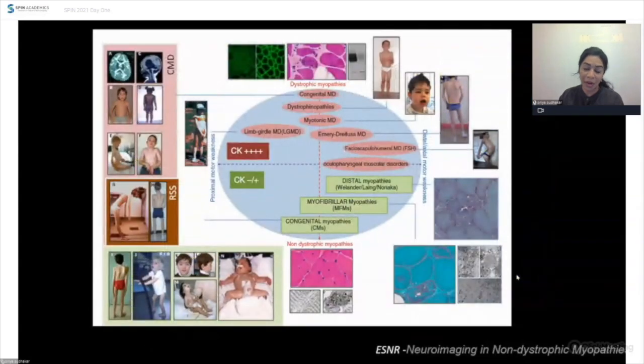So where does MRI fit in? As we know now, there are more than 1,000 hereditary myopathies. Although there is a distinction between dystrophic and non-dystrophic myopathies with CK and the way they progress, most often the clinical overlap is quite high. And as we know, genotyping gives us a lot of variance. So muscle MRI definitely plays a role in further narrowing down and sometimes clinching the diagnosis.